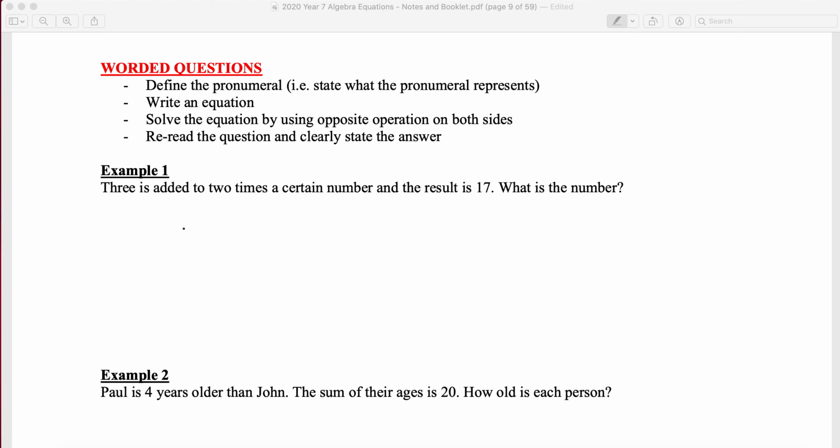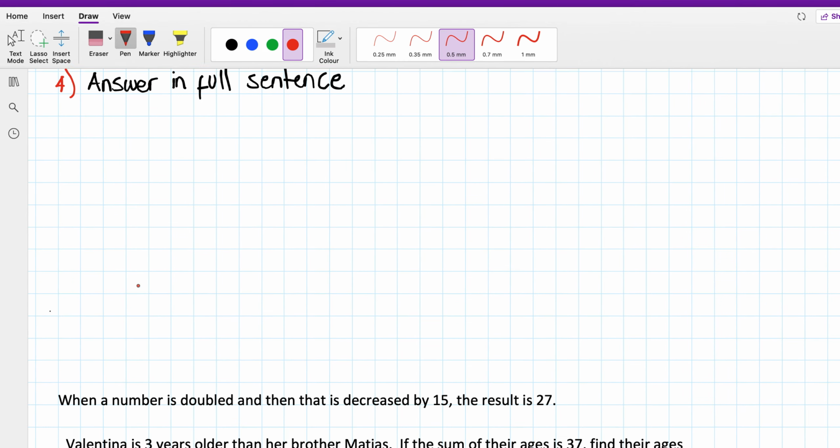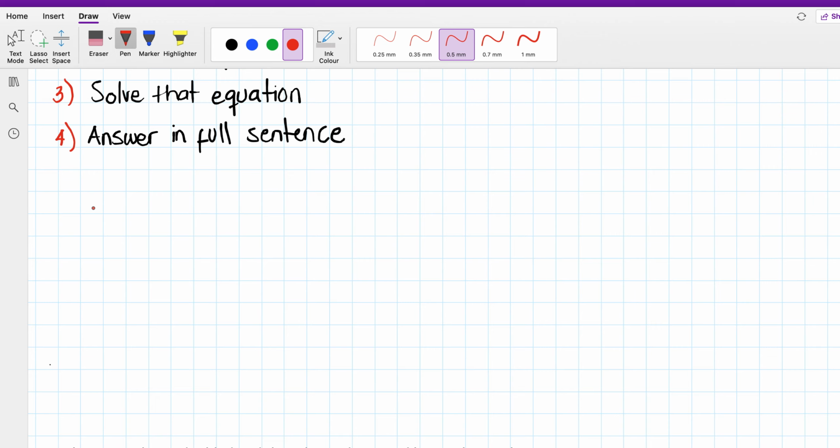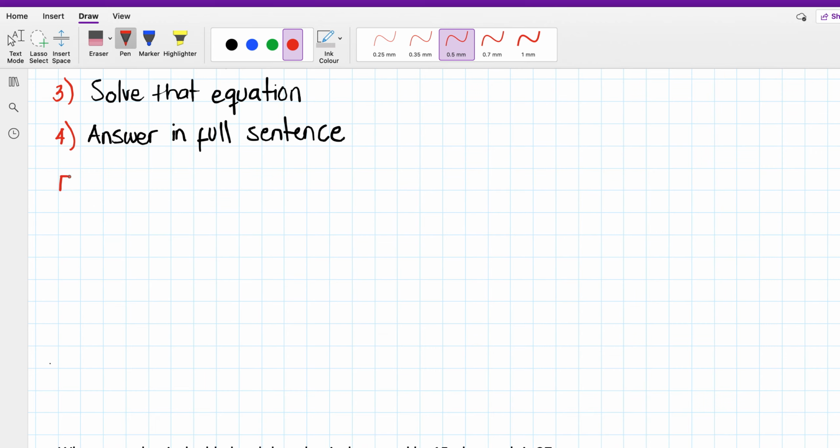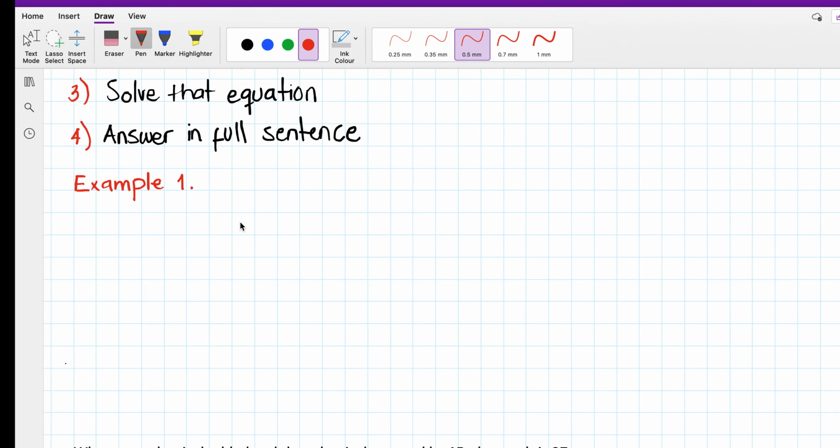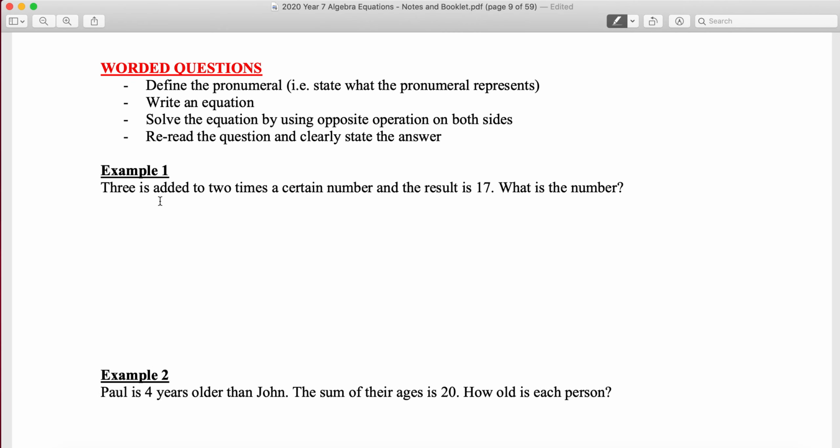Okay, let's do example 1. So we're going to do examples. I have another example there, but I'm going to leave it for later. So example 1 says, 3 is added to 2 times a certain number, and the result is 17. What is the number? A lot of girls start working on their equation right away and then get to the answer. What is the first step?